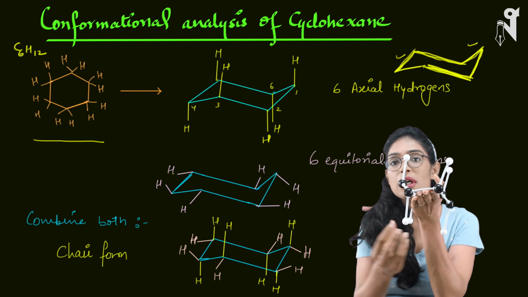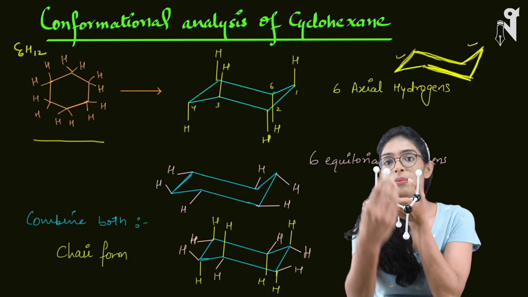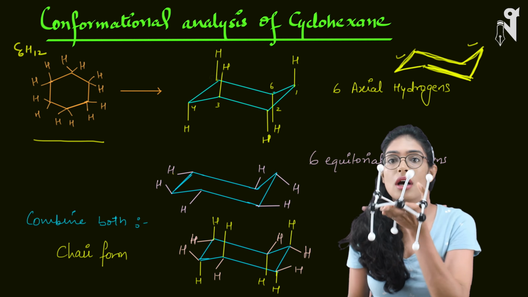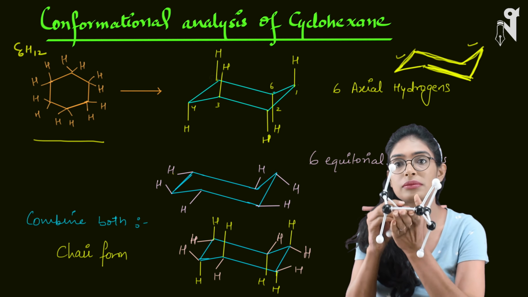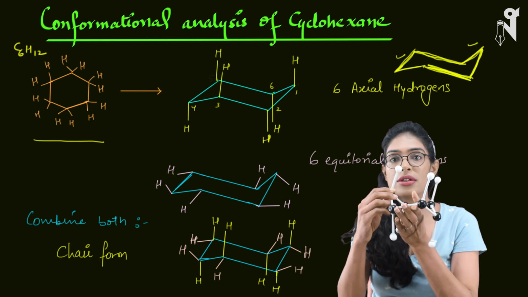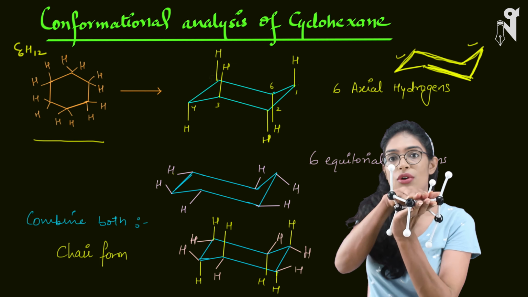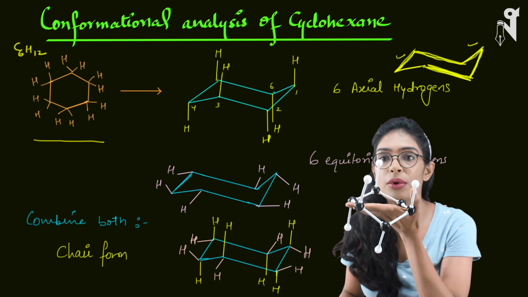So if one is up, another is down, then one is up, and then another is down. That's how exactly it is. This is your head, this is your leg, and this is the center of the chair. I hope you are able to visualize.